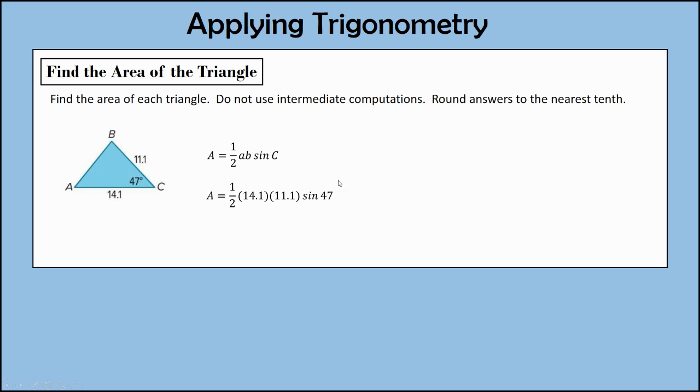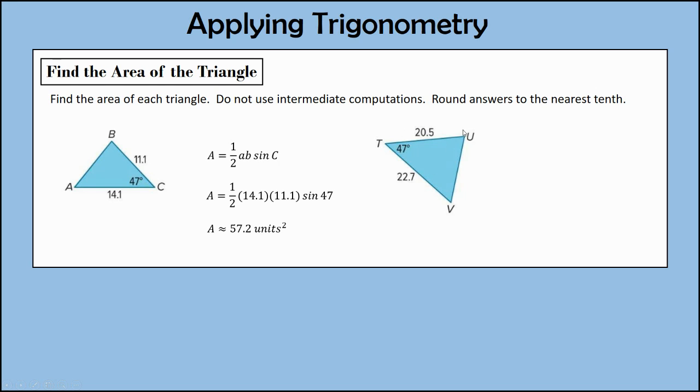So what we want to do to avoid intermediate computations is to do this all at once. If you've got your calculator out, you're multiplying these four numbers together. You could do the sine of 47, hit equals, and then multiply that by 11.1, multiply that by 14.1, then divide by 2, or multiply by 0.5. But you want to do it all at once with no rounding in between to come to your final answer of 57.2 units squared. Okay, another one, really no different.